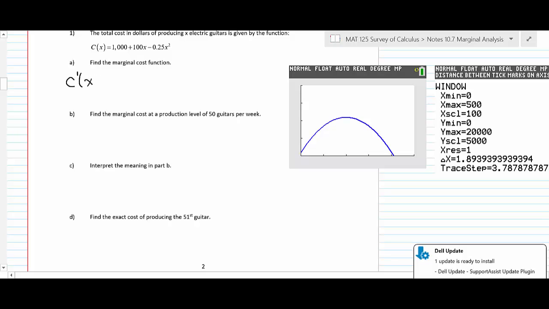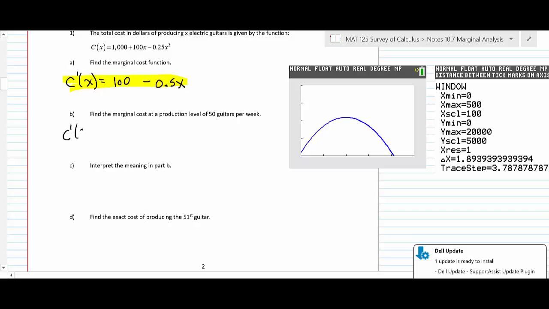Now, when I'm doing these problems, one of the things I'm going to do is save a little bit of time by graphing. I'm going to show you, while you were working the problems out, I was working on the graph a little bit. Okay, so first of all, part A, make sure you got the right derivative. That should have been 100 minus 0.5x. Okay, so that's your marginal cost function, taking the derivative, okay? And then we're going to do the marginal at 50 guitars per week.